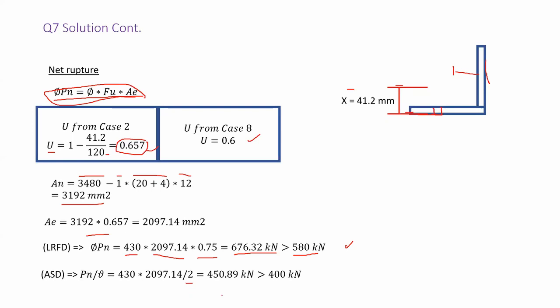So if you divide by 2, you will have 450 kilonewtons capacity according to ASD, and it is again bigger than the load combination with ASD 400. So this is good as well in net rupture. So until now we satisfy the gross yield and the net rupture.